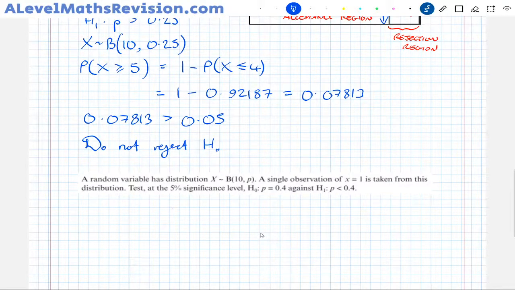So a random variable has distribution X binomial 10, p. A single observation of x equals 1 is taken from this distribution. We play the game 10 times, we win once. Test at the 5% significance level. And it doesn't have to be 5%, it just so happens that currently it is 5%. Test at the 5% significance level. The null hypothesis, that p is 0.4.